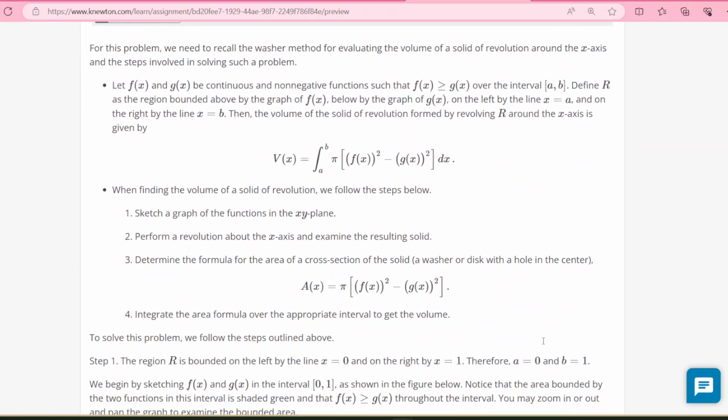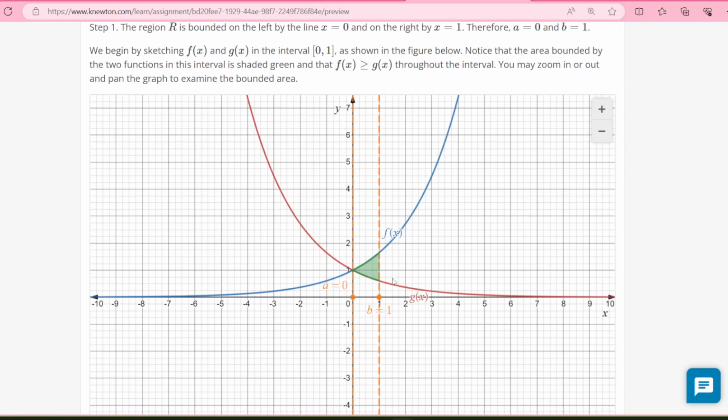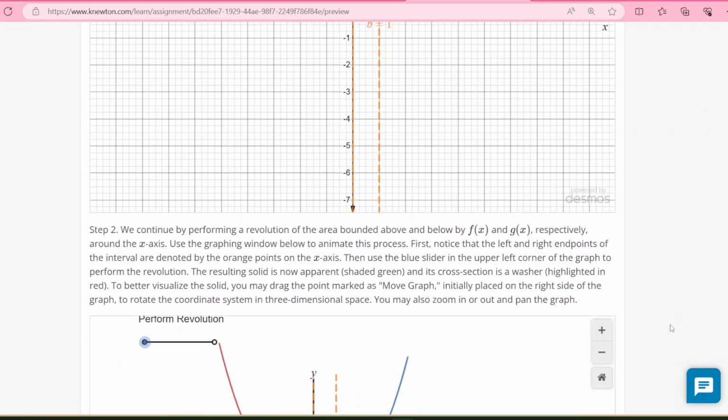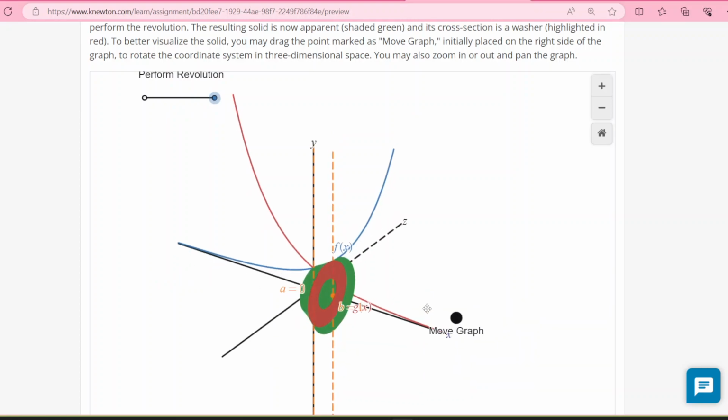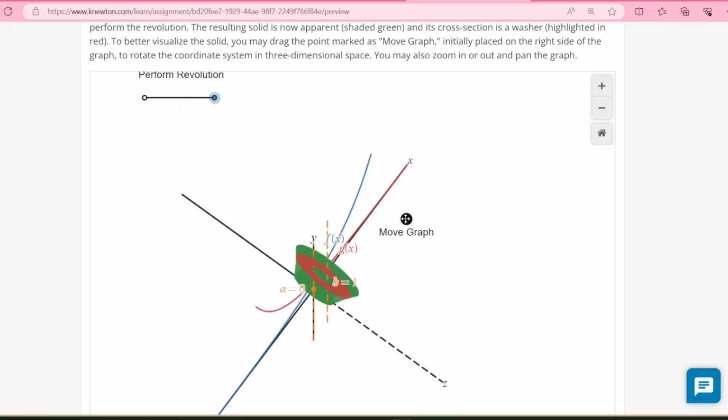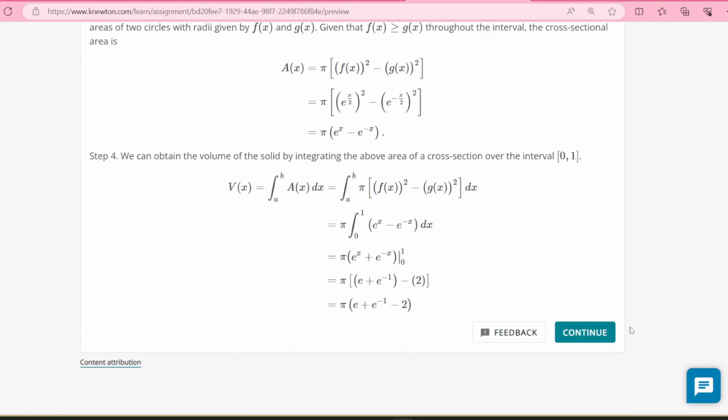Great. Picture the region, rotate the region, see the 3D shape being created when you rotate around the x-axis. Move the graph around, play around with it, see that shape. We got the volume of it.